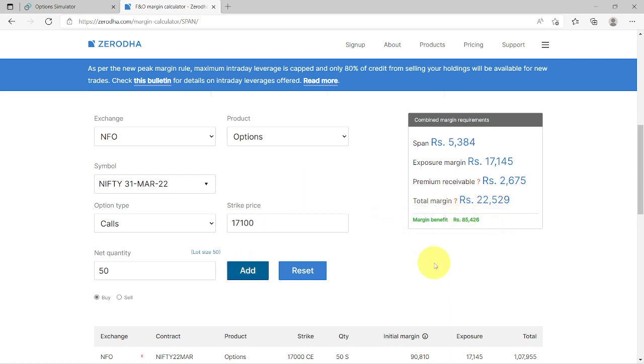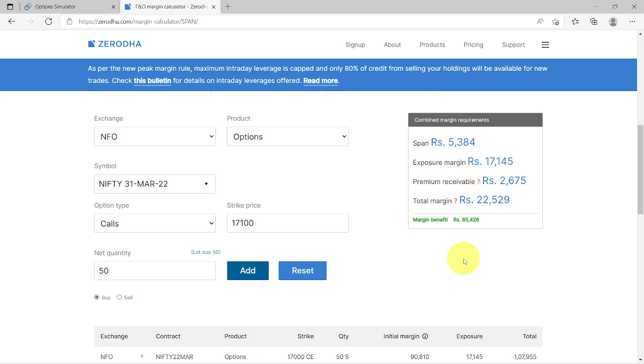your margin has reduced from 1,07,000 to 22,000. So your margin benefit is 85,000. There it has drastically declined. The reason is because if you are selling only one lot of Nifty, as I've told before, if you are a seller, the risk is more and you have unlimited loss.